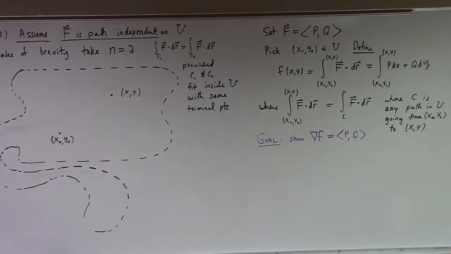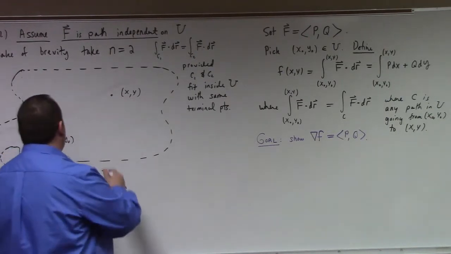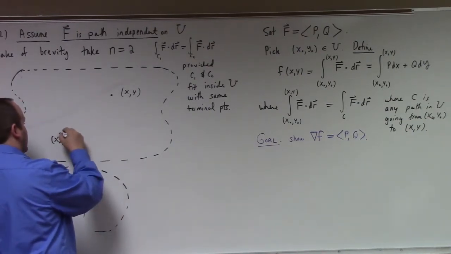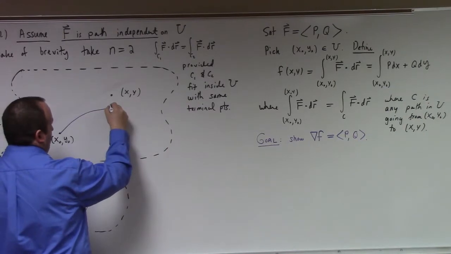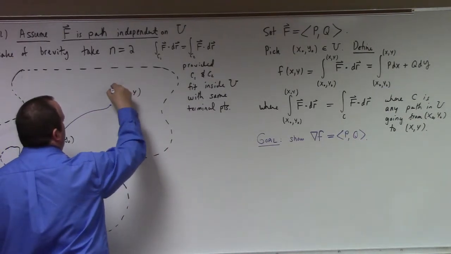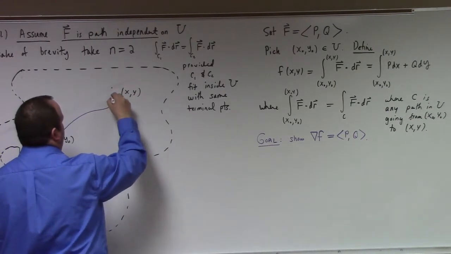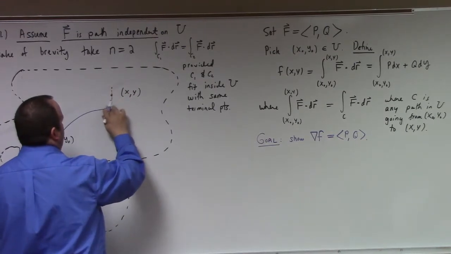So let's start with looking at some path like this. What we're going to do is we'll let the curve start here, go up to like here, and go a little bit past it, something like this.